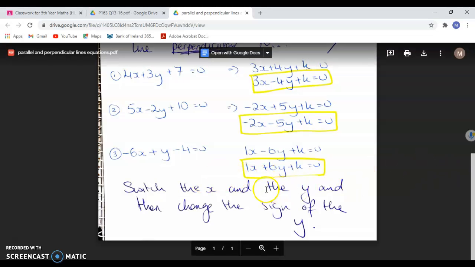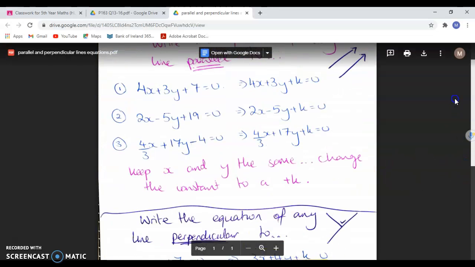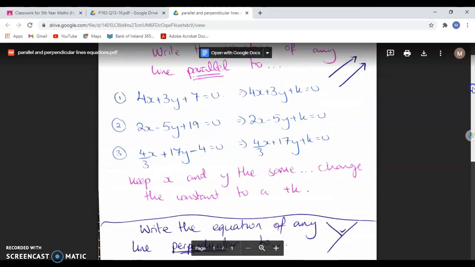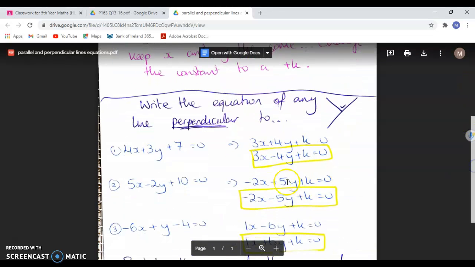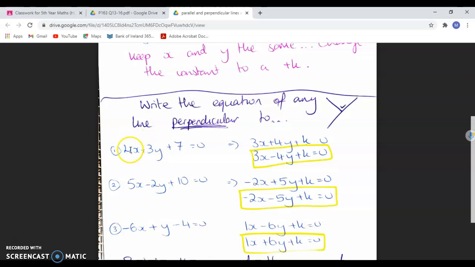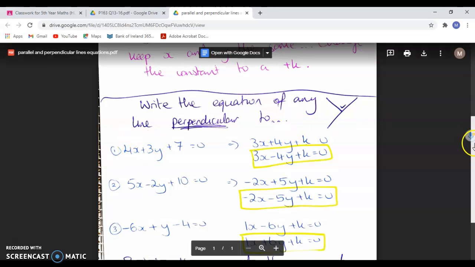Okay, I hope that has been helpful to you lads. Just to recap, if it's parallel, it's got the same slope, so you keep the x and y the same, change the last one to a plus k. If it's perpendicular, switch the x and y numbers, and then change the sign of the y afterwards.